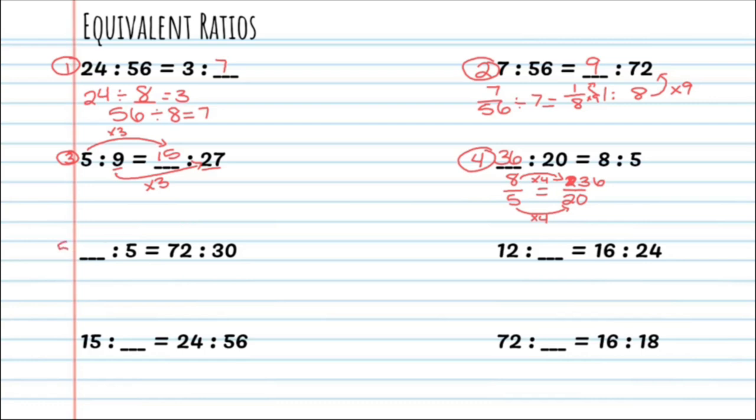All right, now we're going to come down here to number 5. We have blank to 5 is equal to 72 to 30.